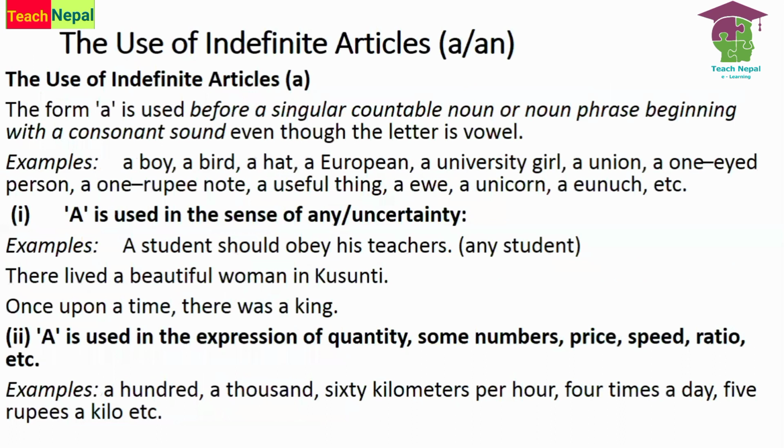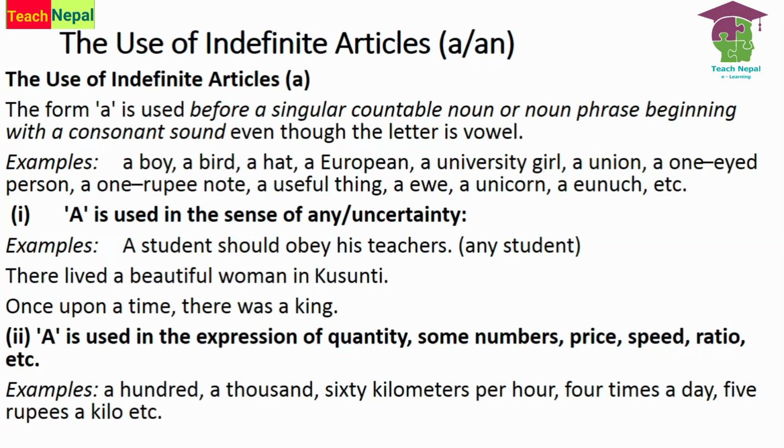Let's see how we can use indefinite article a or an. The use of indefinite article a first. It's used before a singular countable noun or noun phrase beginning with a consonant sound, even though the letter is a vowel. Vowel letter पनि हुन सक्छ, but we don't need to pay attention towards the letter but to the sound. For example, a boy, a bird, a hat, a European, a university girl, a union, a one-eyed person, a 1 rupee note, a useful thing, a unicorn, a yuan, right, etc.